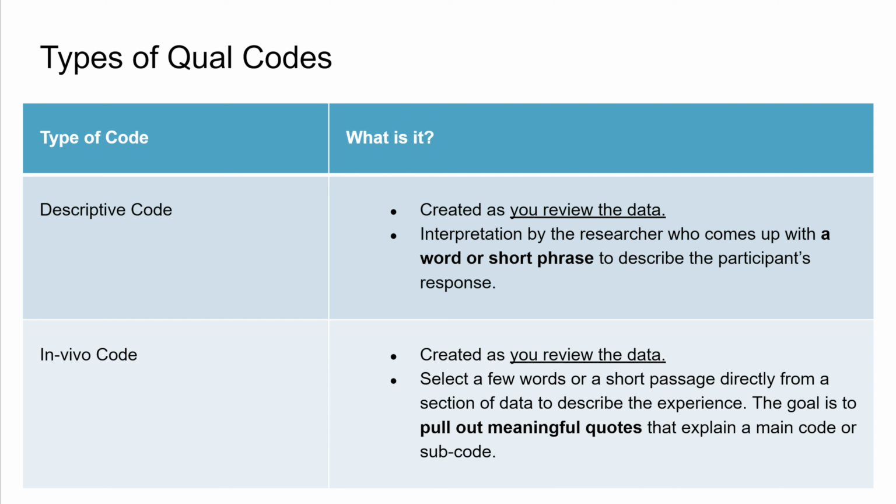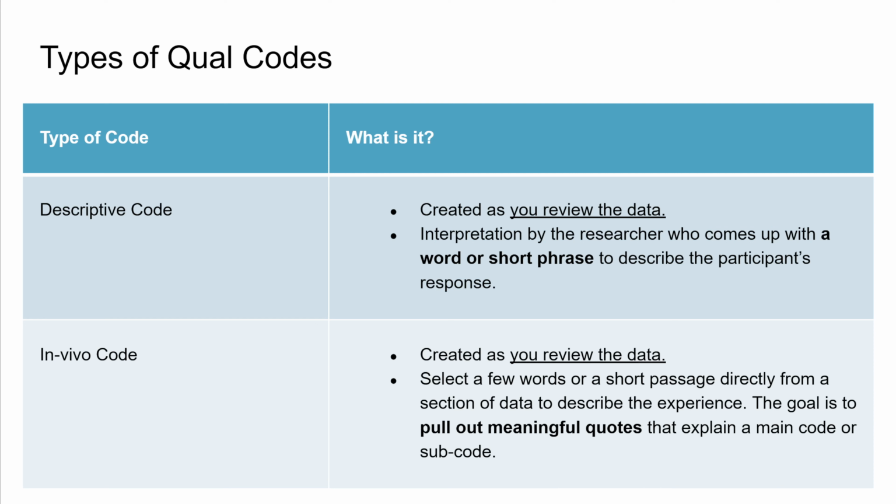What it is, it's a word or short phrase that's your own words to describe what a participant is talking about. So rather than using a direct quote, you're saying a word or a short phrase that describes what the participant is talking about. Usually, we would do this for a group of sentences in order to summarize the main point. The other type of code you'll be using is called in vivo.